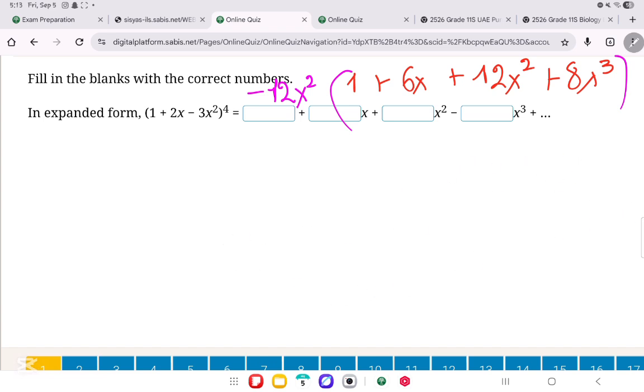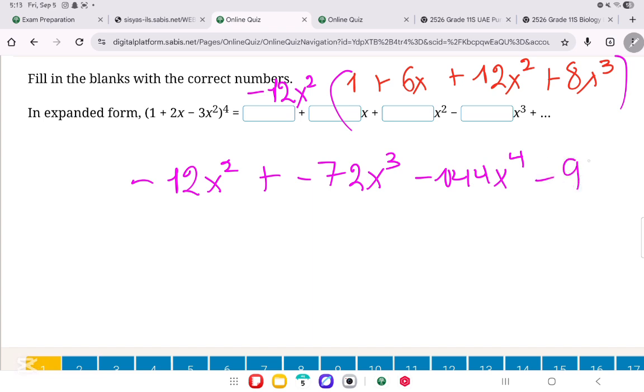We are going to get minus 12x squared plus 6 times 12 is 72, minus 72x to the power of 3 minus 144x to the power of 4 minus 96x to the power of 5. Okay, now this is the final answer of what? Of 4 times 1 plus 2x to the power of 3 times minus 3x squared to the power of 1. Please write it down. Minus 12x squared minus 72x to the power of 3 minus 144x to the power of 4 minus 96x to the power of 5.